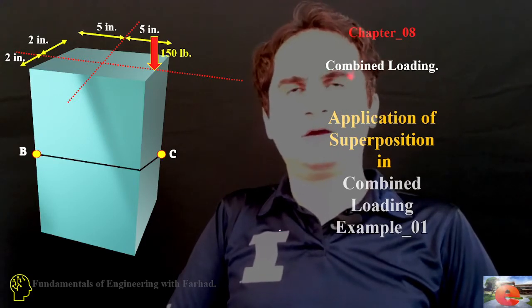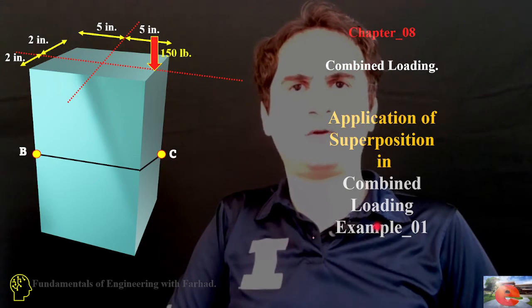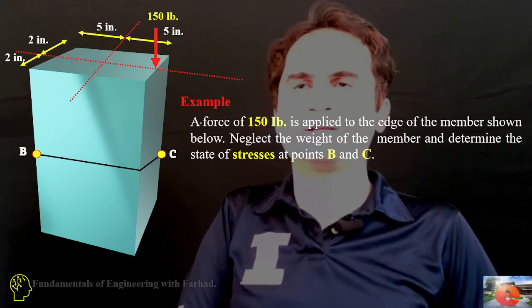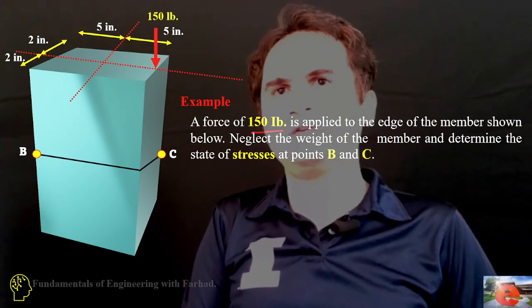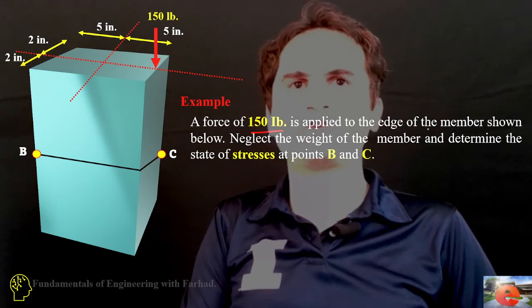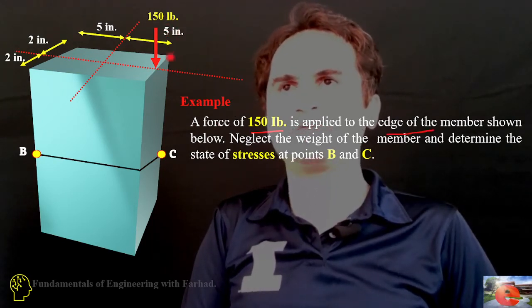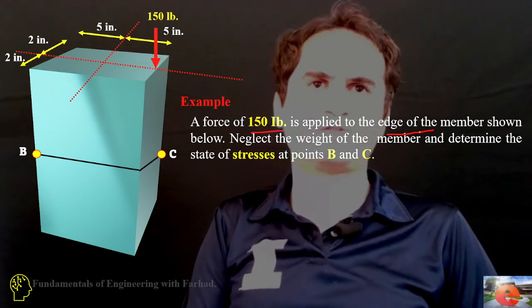Chapter 8, Combined Loading, Application of Superposition in Combined Loading, Example number 1. In this example, we study the effect of a force of 150 pounds applied to the edge of a member. This is a 150 pound concentrated load applied at one end of this structure.